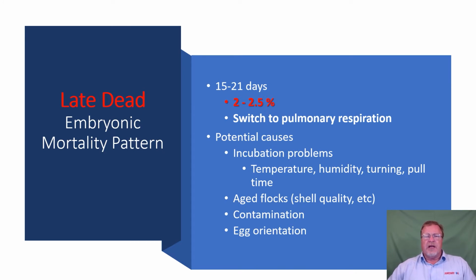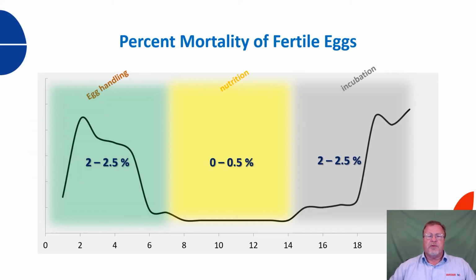Late dead, that last week, again, we have about 2 to 2.5% of normal embryo loss. This is when the embryos are switching to pulmonary respiration. When they pip into that air cell, get ready to hatch, they need to start breathing through the pulmonary respiratory system. If that doesn't occur, we have some embryo losses. So about 4 to 5% broken off, 2 to 2.5% in that first week, and then also in that third week, less than 0.5% in that middle, as we can see right here.